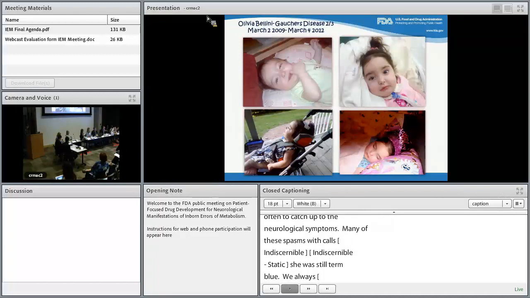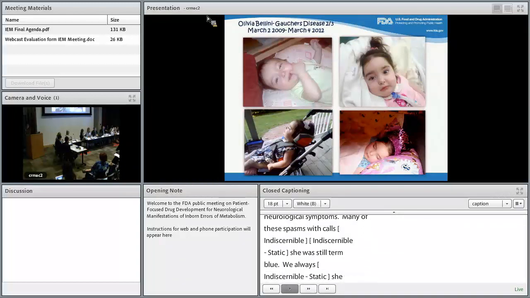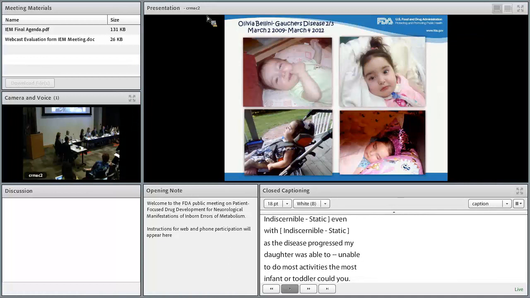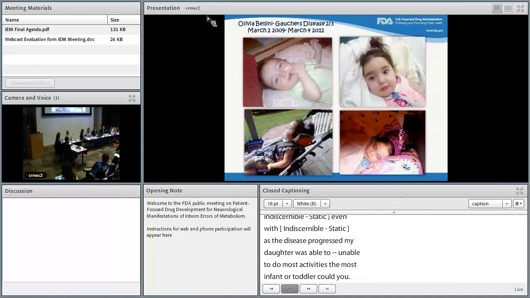Increased tone was also difficult as it created pain, and she was never able to sit up or crawl or roll over. So even with physical therapy, the tone was difficult to break. As the disease progressed, my daughter was unable to do most activities that any normal infant or toddler could do. She was unable to walk, sit, talk, sit up, crawl, play with toys unassisted, etc.